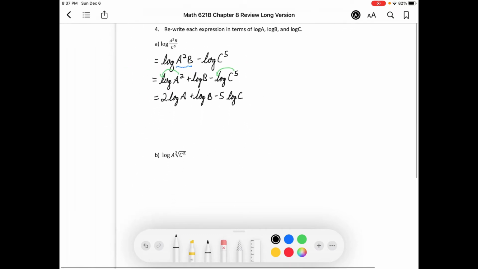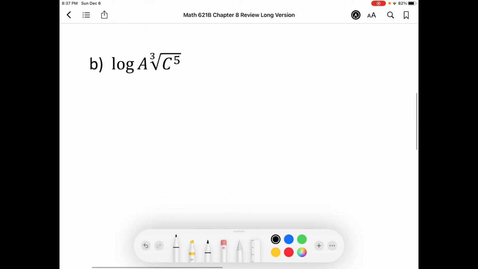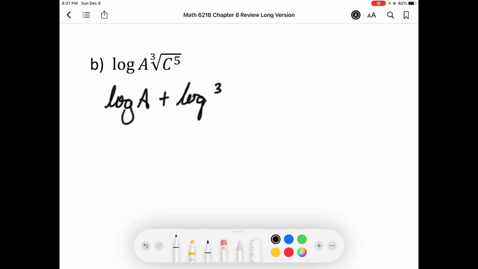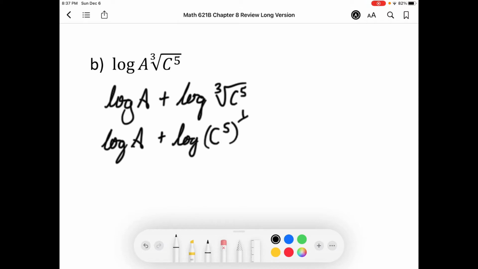Here's another one. Log of a times the cube root of c to the 5. Okay, so first thing that I notice is that I've got a product here. So I've got log of a, that's not a cubed, it's log a times the cube root of c to the 5th. Okay, let's keep on going with this. So that's log a plus the log of a cube root, which is just a power of a third. So this is c to the 5 to the 1/3.